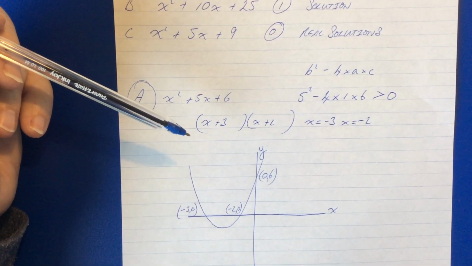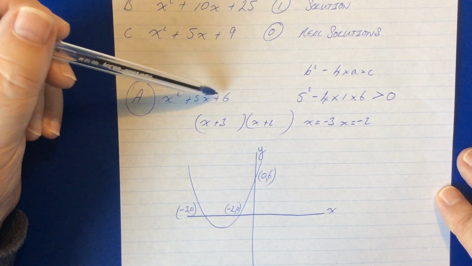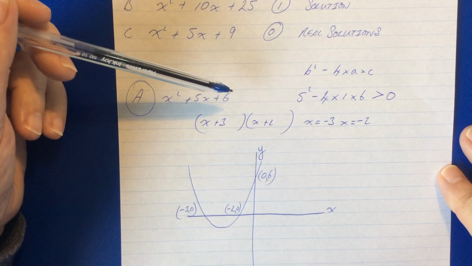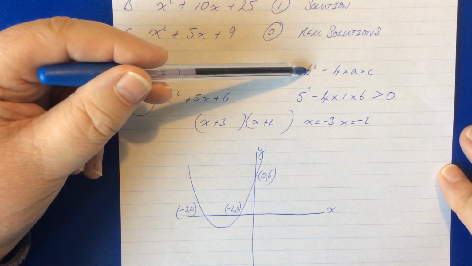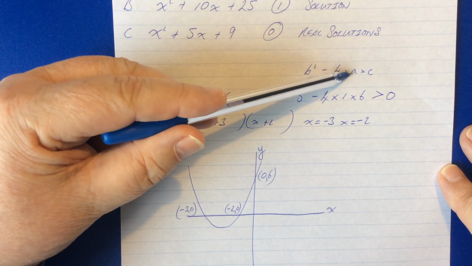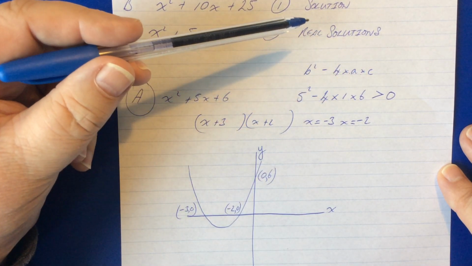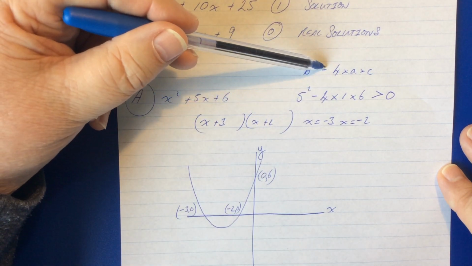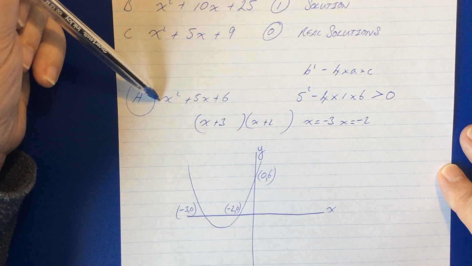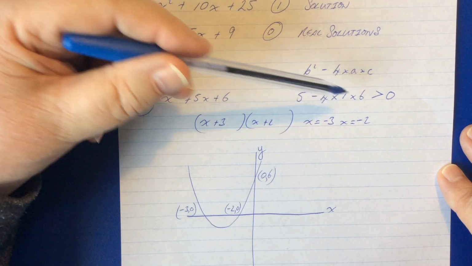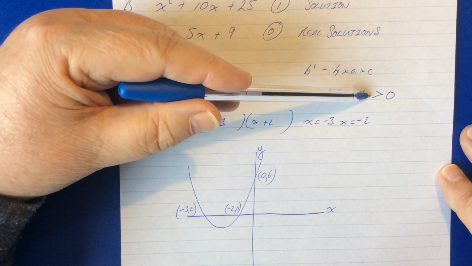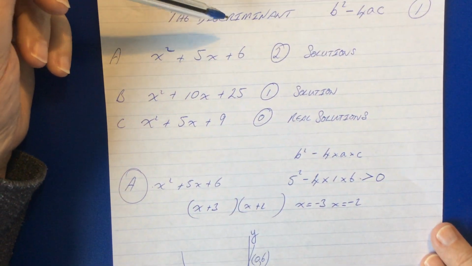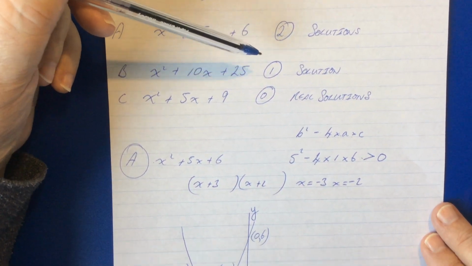Right, let's take a look at example A here. X squared plus 5x plus 6, which you will probably recognize as one of my favorite quadratics because it's nice and simple. When we apply this, b squared minus 4 times a times c, what we discover is that b squared, 5 squared, minus 4 times a, 1, times c, 6, is greater than 0. Now what that means is that this thing has two solutions for x.